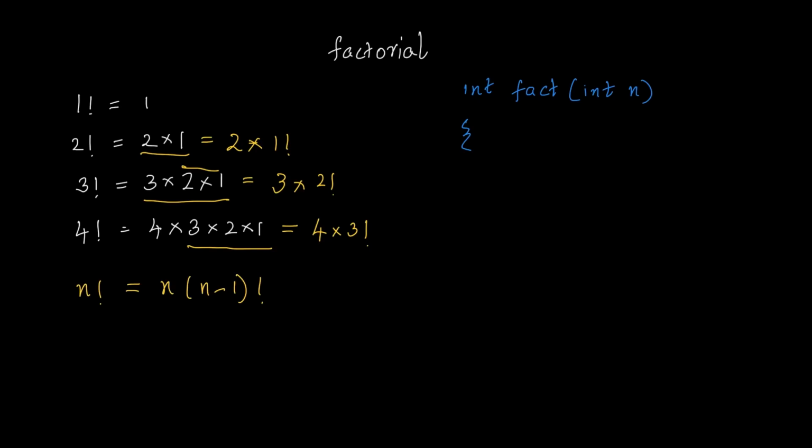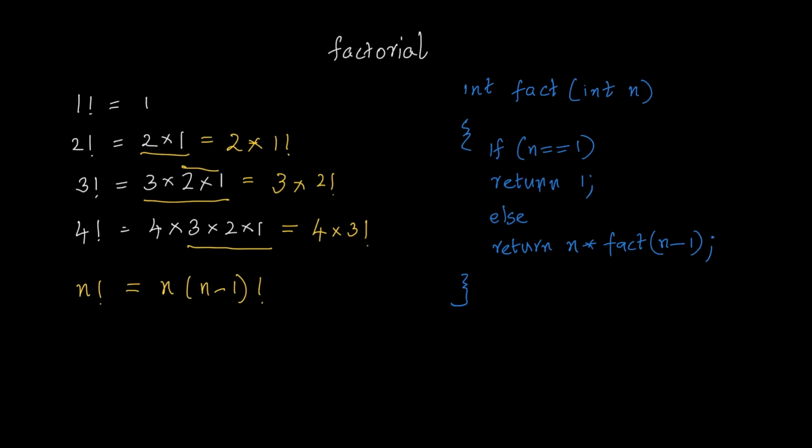So we'll write: if n is equal to 1, then you have to return a value 1. Else, you have to return n into fact of n minus 1. And that is our function to compute the factorial.